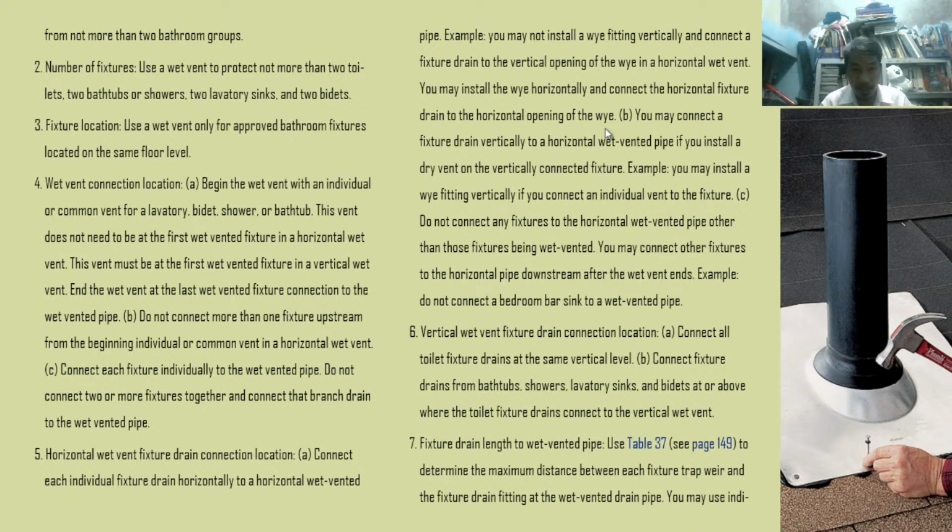And vertical wet vent fixture drain connection location. Connect all toilet fixture drains at the same vertical level. Connect fixture drains from bathtub, shower, laboratory sinks, and bidets at or above where the toilet fixture drains connect. At or above.